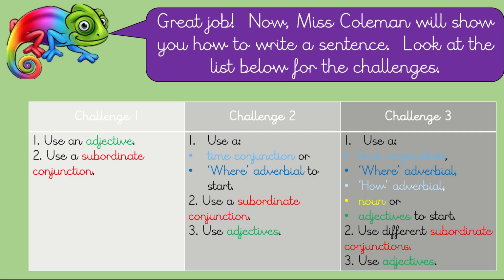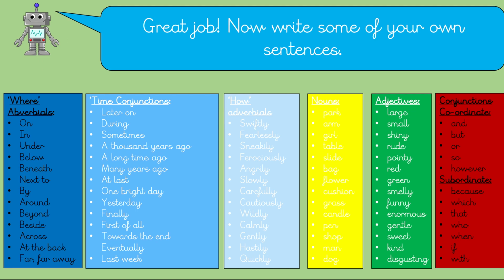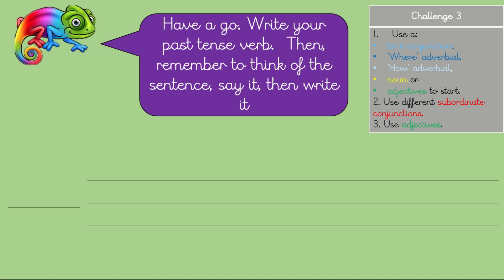Okay, so we've got our challenges. Kathy says, great job. Now Miss Coleman will show you how to write a sentence. Look at the list below for the challenges. Right, I'm going to do challenge 3 again. Use a time conjunction, where adverbial, how adverbial, noun or adjective to start your sentence. Use a different subordinate conjunction and use an adjective. Right, this is going to be a challenge. So let's have a look. Have a go. Write your past tense verb, then remember to think of the sentence, say it, then write it.